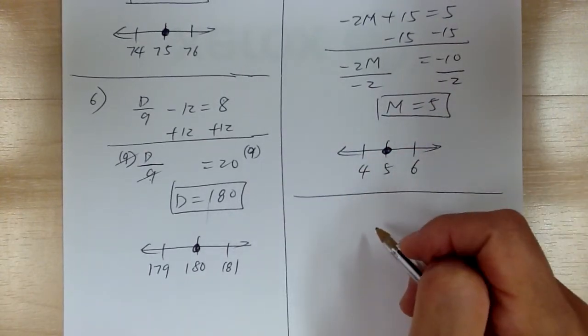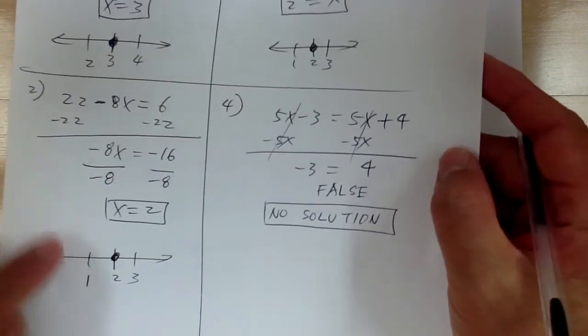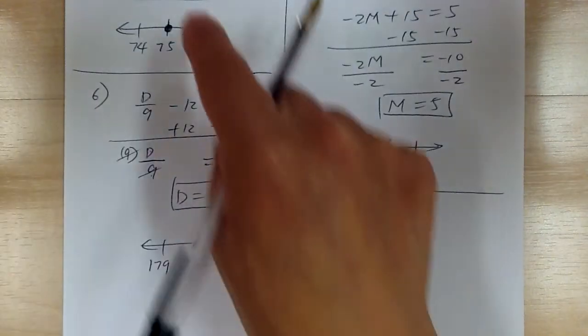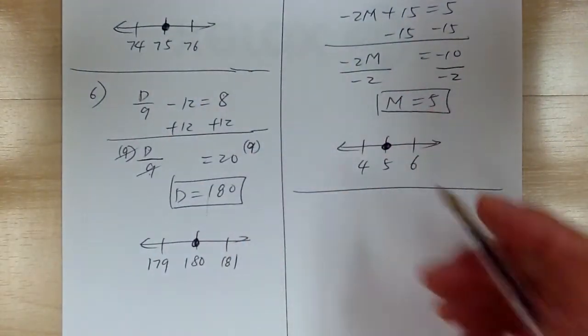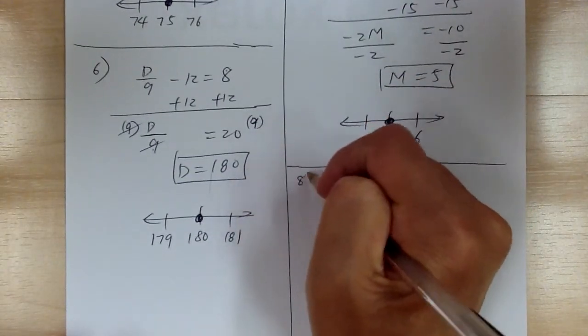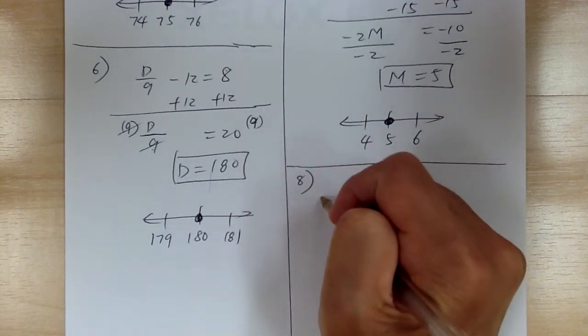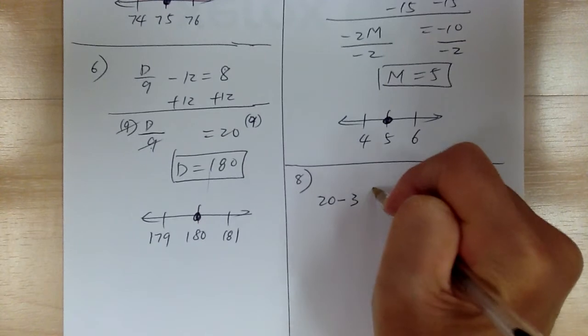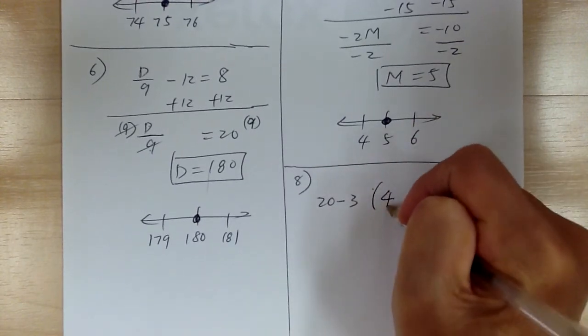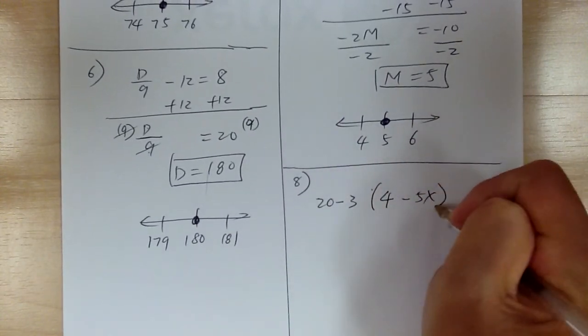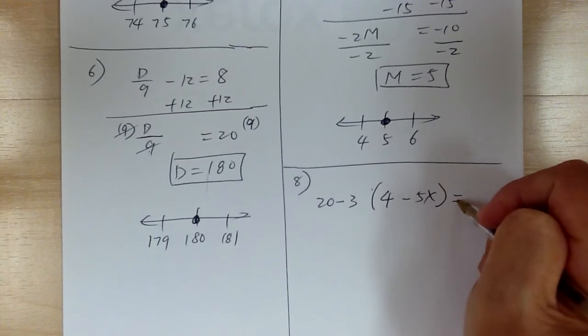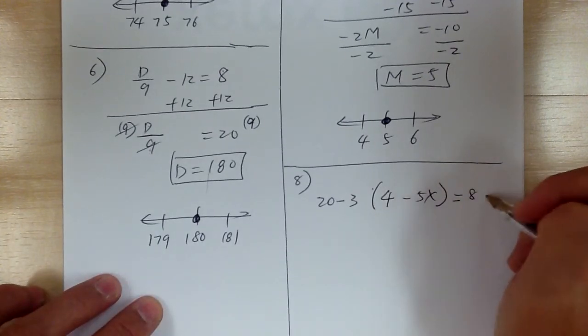So that's number 7. Okay, now it asks you to graph the first 6 answers, right? So 1, 2, 3, 4, 5, 6. So you've done 6 already, so you don't have to graph anymore. Okay, so we don't have to graph anymore. So number 8, 20 minus 3 times 4 minus 5x, closing parentheses, equal to 8 plus 15x.